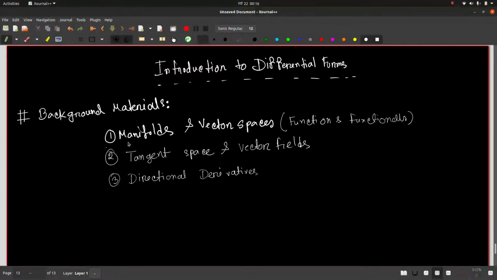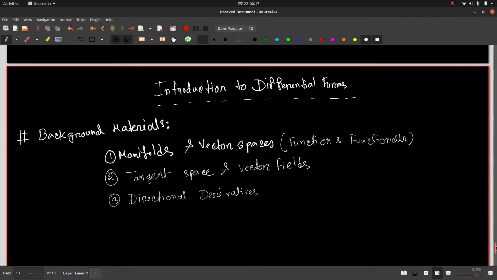Firstly we want to discuss manifolds and vector spaces, and they will be relevant to define functions and functionals that will play a key role when we try to discuss these differential forms. Then we will go on to tangent space and vector fields, and finally at the end of the lecture we want to talk about something called a directional derivative, and from these places we will see the emergence of differential forms. So let's get started.